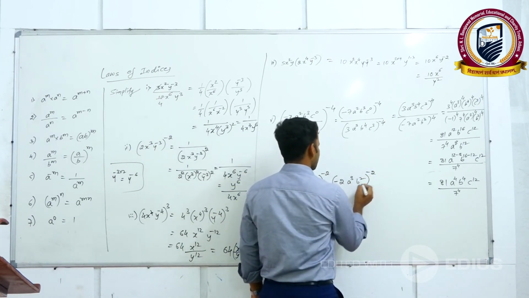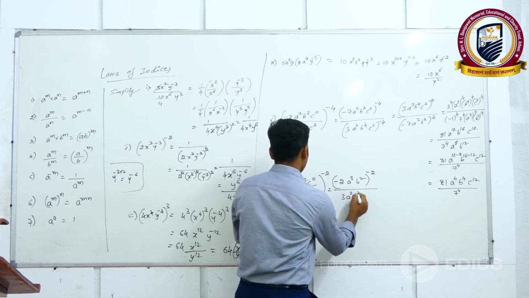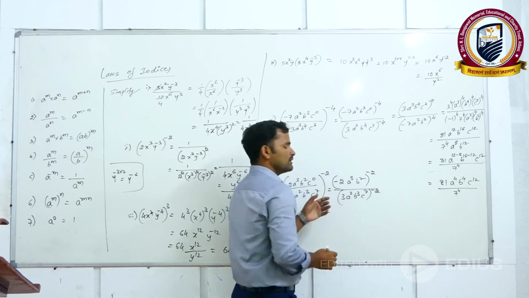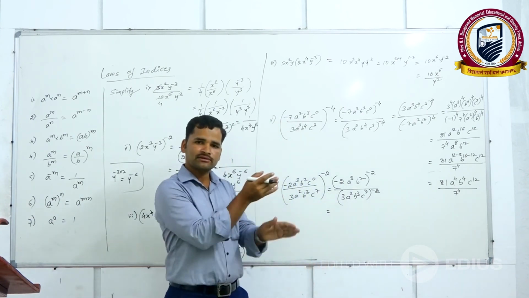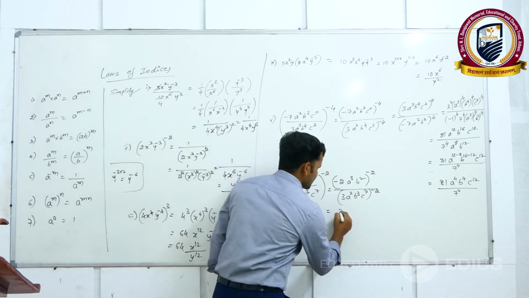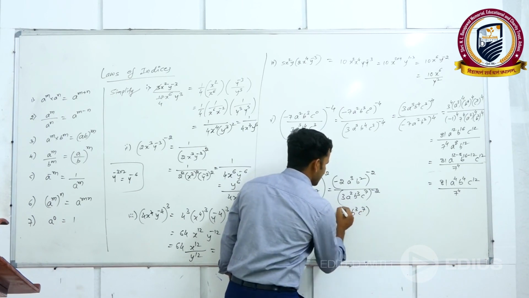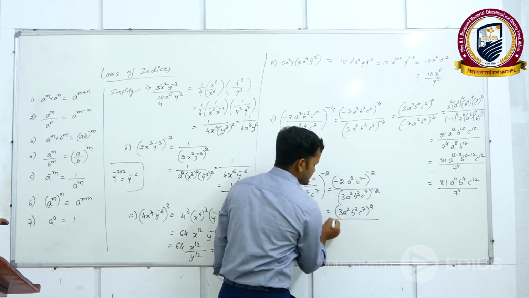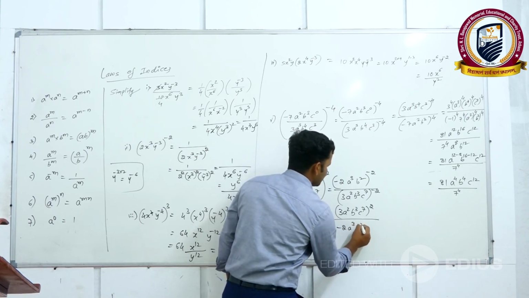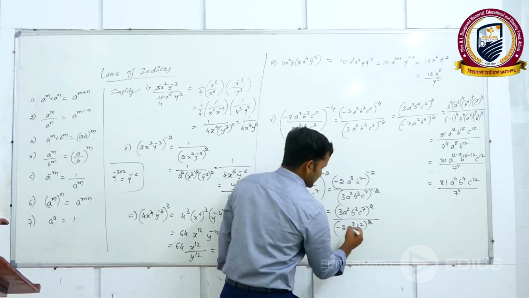Whole to the power of minus 2 divided by 3a square b cube c raised to 7 whole to the power of minus 2. To have positive index, what to do? You interchange the denominator and numerator. This is nothing but 3a square b cube c raised to 7 whole raised to plus 2 because it is in the numerator now. And denominator minus 2a cube into b square whole raised to plus 2. We are simplifying this.